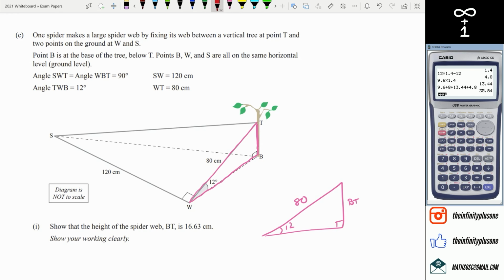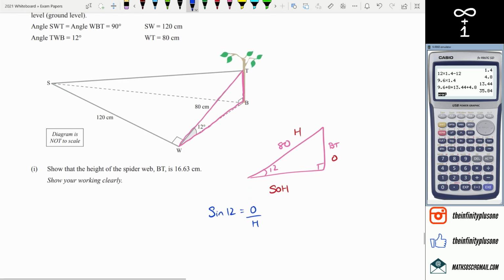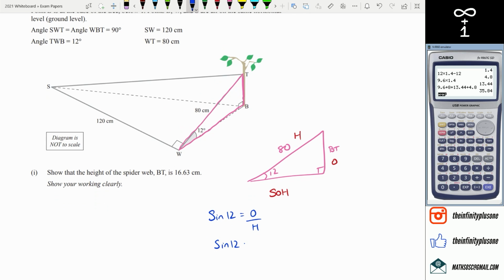Taking it here, I've got opposite and I've got hypotenuse, so I'm going to be using sine. Sine of 12 equals opposite over hypotenuse, and the opposite happens to be BT, the height, and the hypotenuse is 80. Cross multiply, I get 80 times sine 12 equals BT. So 80 times sine 12. As you can see, BT equals 16.63.